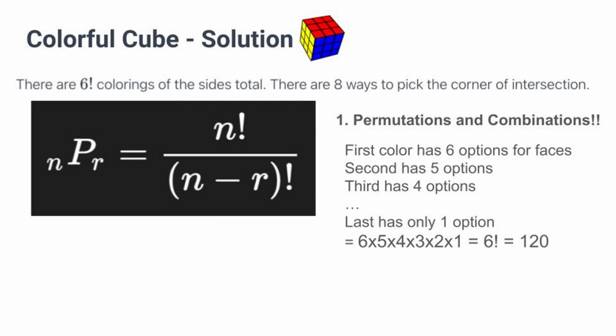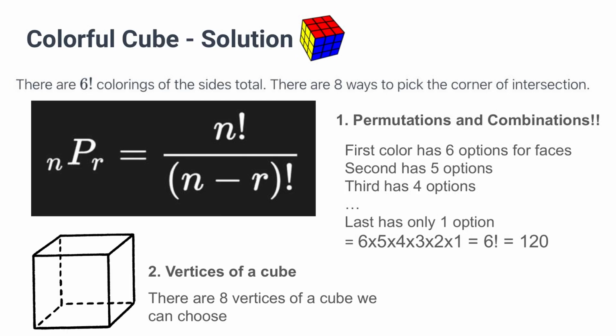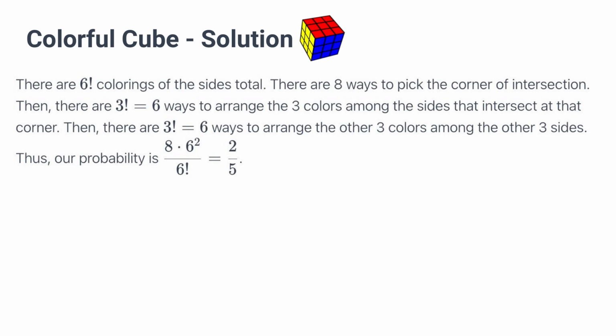Now, where does the second ruling come from? There are 8 ways to pick the corner of intersection. Well, that's just basic logic, because there are 8 vertices of a cube, or 8 corners that you can pick to be the point of intersection. So now that we have these 2 points taken care of, the solution becomes very easy.